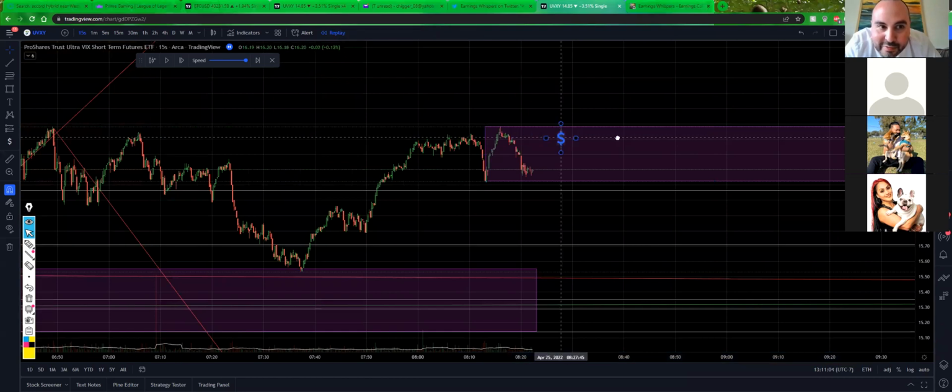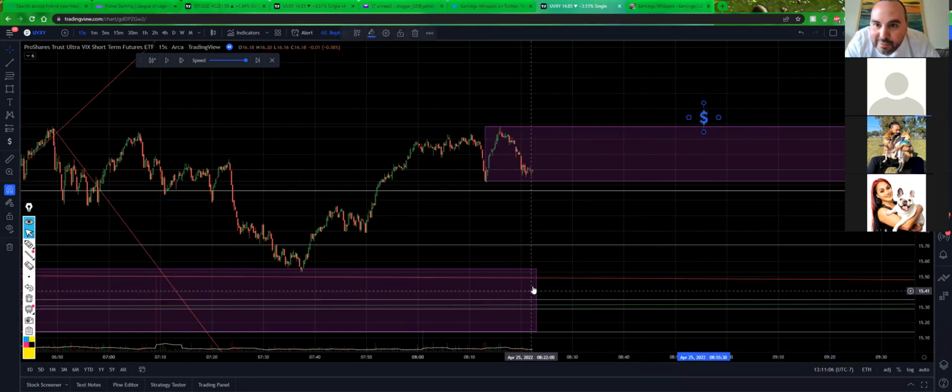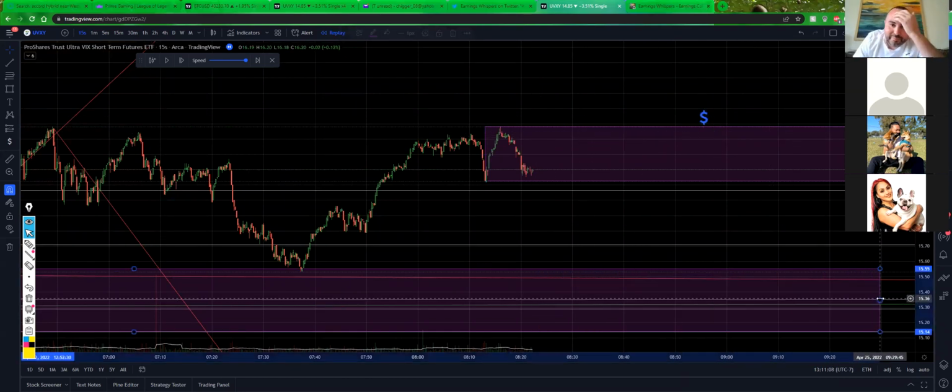This is how I use it. It can always be used in a different way, but this is pretty much aggressive selling, aggressive buying. So every time you see huge candles right here, that's where the rest of the selling is at.